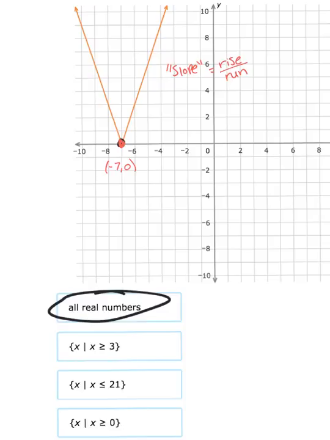So I'm going to be rising. Let's pick another pretty point. Let's pick this one right here. I'm going to be rising 1, 2, 3. And I'm going to be running 1. So my slope is 3 over 1, or we can simplify that down to just 3. So that number is representing your A value.